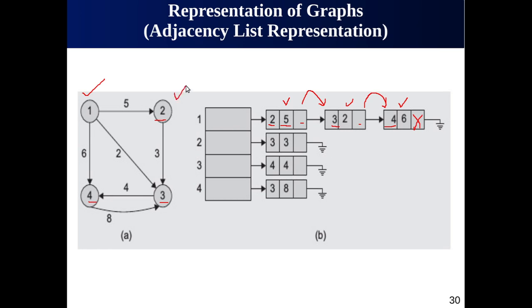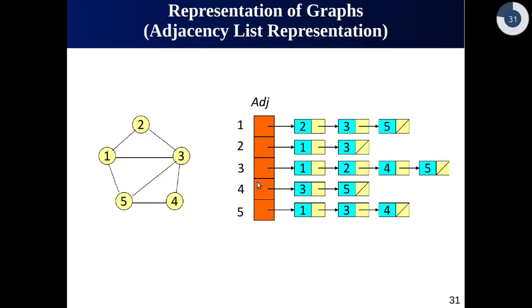Now node number 2. The only adjacent node is 3 and the cost is 3. This is the node and this is the cost. Consider node 3 now. The only node is 4 and the cost is also 4. Consider 4 now. The only node is 3 and the cost here is 8. Okay, I'm sure it will be clear to you now how we can represent a graph by using an adjacency list.